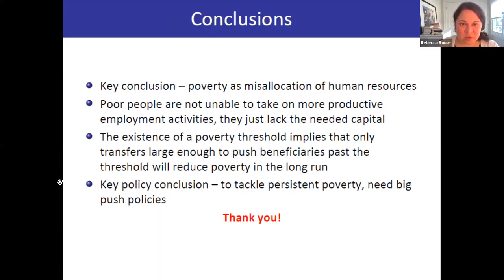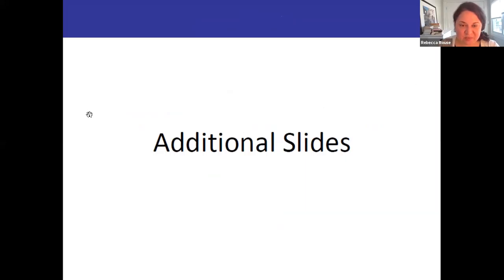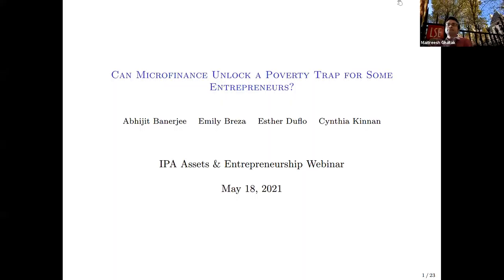I'm going to give the floor to Cynthia for a study which is also looking at the importance of segmentation and targeting potentially on some of these types of interventions, but looking at microfinance. So Cynthia, you have the floor.